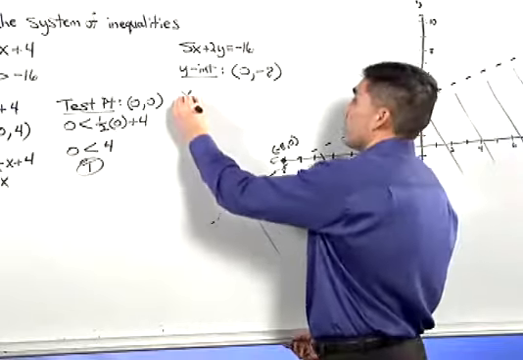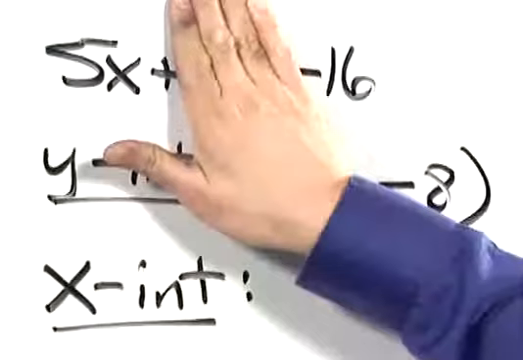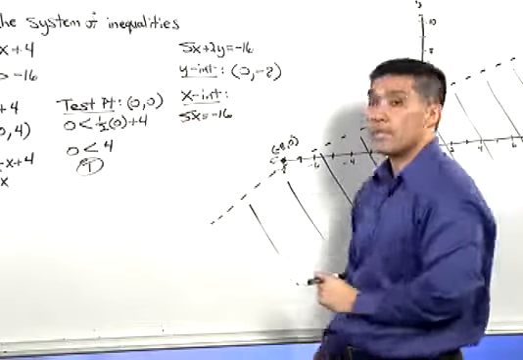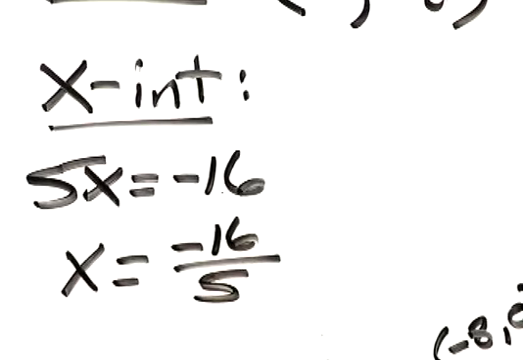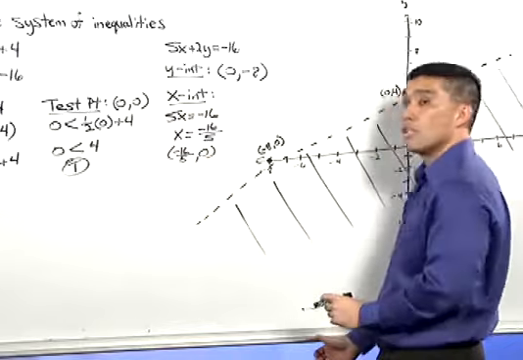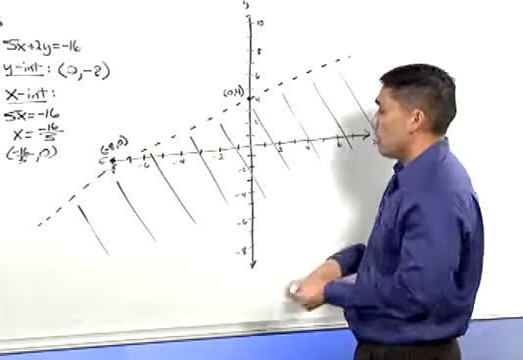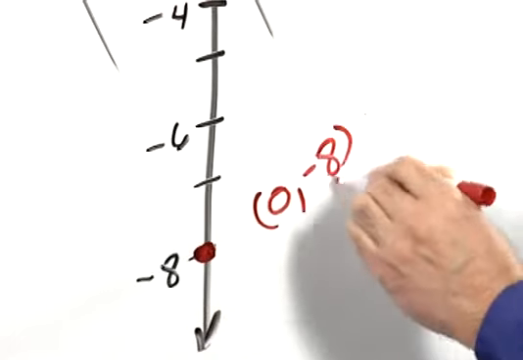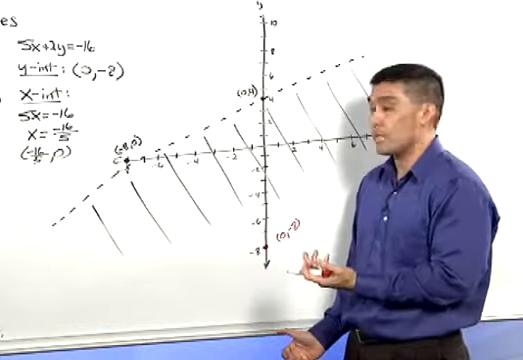To find out what the x-intercept is, this time we let y equal 0. If we let y equal 0, now we have the equation 5x equals negative 16. And solving for x, we end up with x equals negative 16/5. And so the x-intercept is negative 16/5, 0. Let's plot those 2 points. I'll plot those in red. The y-intercept is 0, negative 8. The x-intercept is negative 16/5, which is approximately a little more than negative 3.